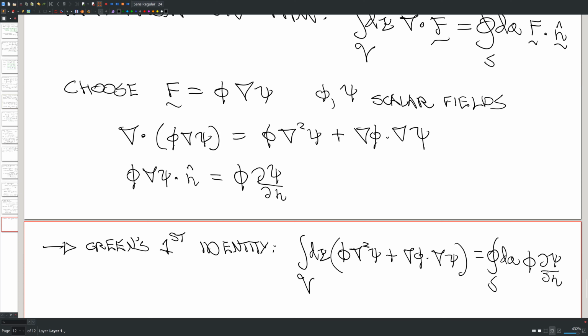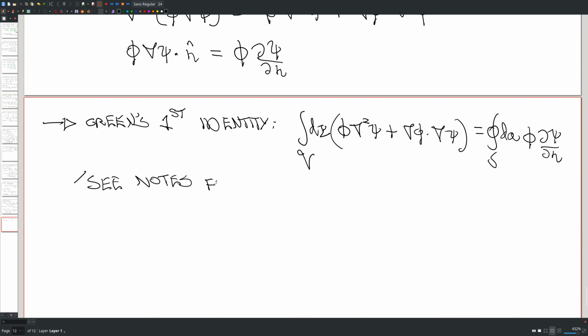Okay, there's a second one, see the notes for the second identity. But what we're going to do is talk about uniqueness of solutions. Well, I don't think I'm going to make it in 1 minute, but let's go.